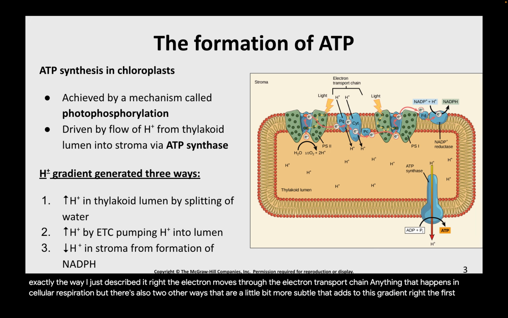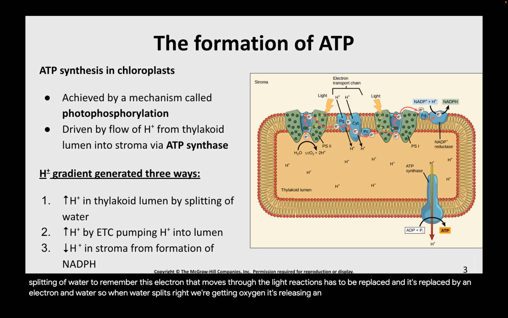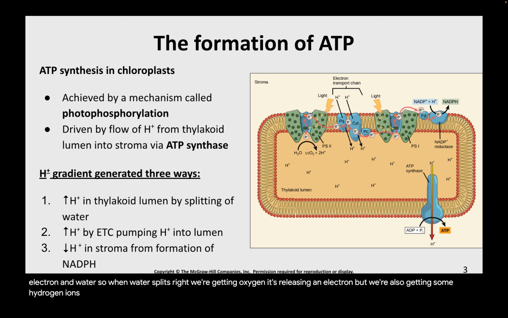The first is the splitting of water. So remember, this electron that moves through the light reactions has to be replaced, and it's replaced by an electron in water. So when water splits, right, we're getting oxygen, it's releasing an electron, but we're also getting some hydrogen ions, right? Hydrogen ions are being released on the inside of our thylakoid, thus adding to our gradient.